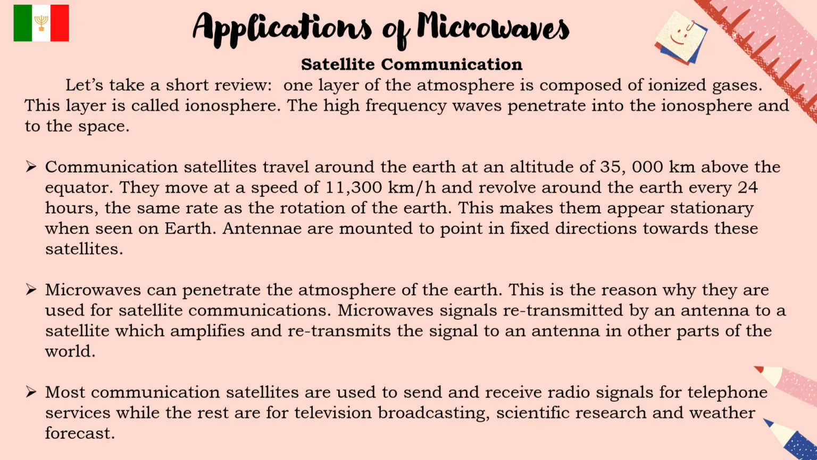Therefore, communication satellites are used to reflect these waves back to Earth, which are then captured by the receiving antennas. Communication satellites travel around the Earth at an altitude of 35,000 km above the equator. They move at a speed of 11,300 km per hour and revolve around the Earth every 24 hours, the same rate as the rotation of the Earth. This makes them appear stationary when seen on Earth. Antennae are mounted to point in fixed directions towards these satellites.